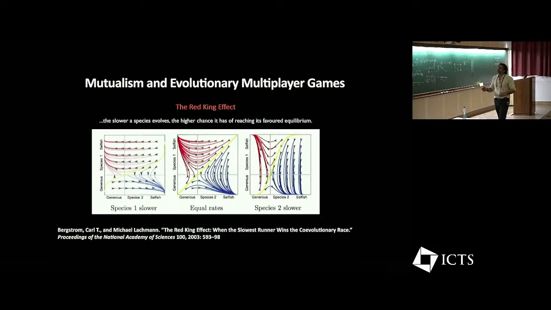This was termed the Red King effect, because, as you know from arms race and ecological terms, you force your co-species to evolve faster and faster because you want to evade the predator-prey kind of dynamics. In this case, in mutualism, if you evolve slower, you force your partner to adapt to you and to your own terms, and you can basically dictate the terms of engagement. That's the argument which Bergstrom and Lachmann pushed in 2003.